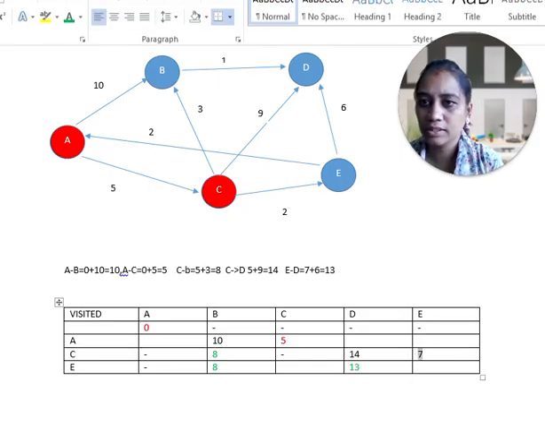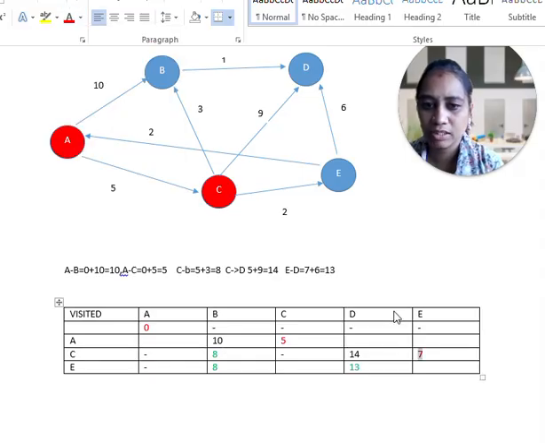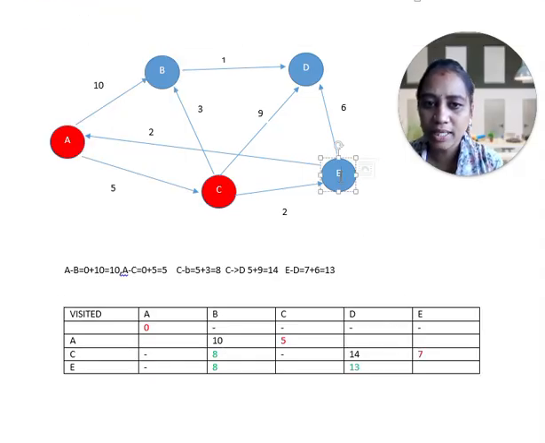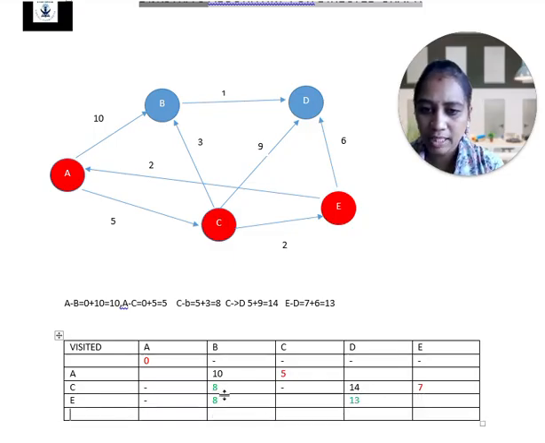Okay. So I will make this red so that you can understand which nodes are visited. Now make E as visited. So now E we made as visited. Now what are the things that are available right now? Here we have 8 and 13. Which is lesser? 8 is lesser. So what is that 8? B. So I am updating B as visited now.